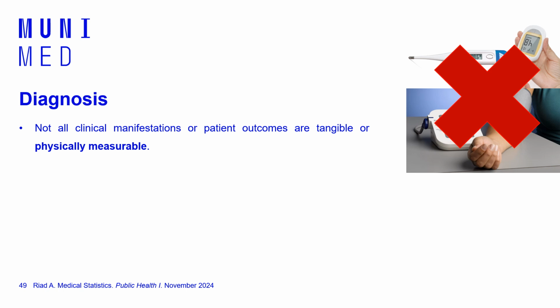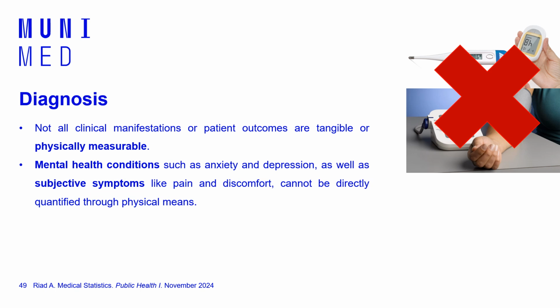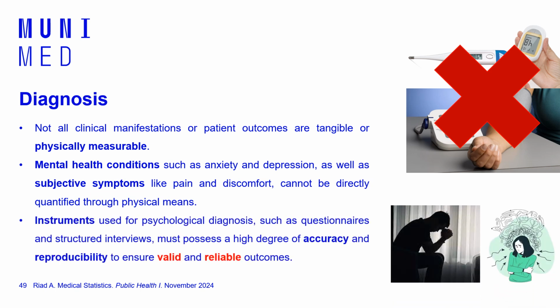But there are also other problems that patients suffer from, but we cannot measure them physically. For example, mental health conditions like anxiety or depression or other mental disorders. Also subjective symptoms like pain or discomfort. All these are reported by the patients, and we have no physical methods to measure them. That's why we need to think about what can be done in order to examine them. And these are actually the instruments used for psychological diagnosis, for example questionnaires or structured interviews.